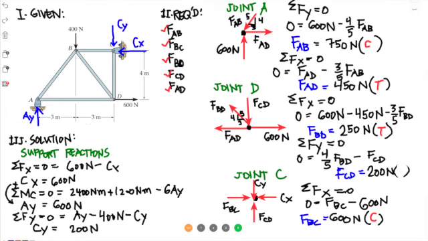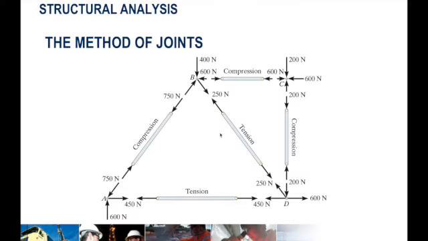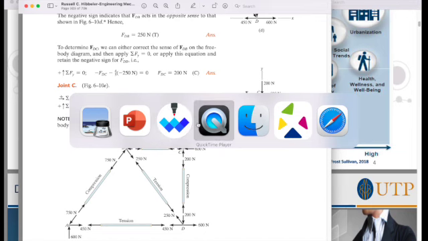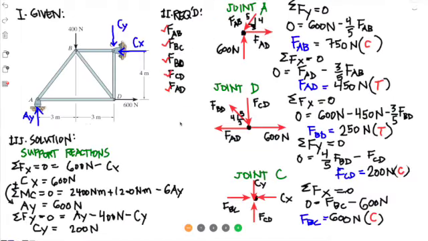Okay, so it's good that you check your final answer, so that you will not have an incorrect sense. So this is AB, that's compression according to this. Yeah, that's correct. And we only have one thing that we got wrong. This one, FCD 200, but actually in the drawing it's also compression. It's just my mistake. Okay, so that's how you do your method of joints.